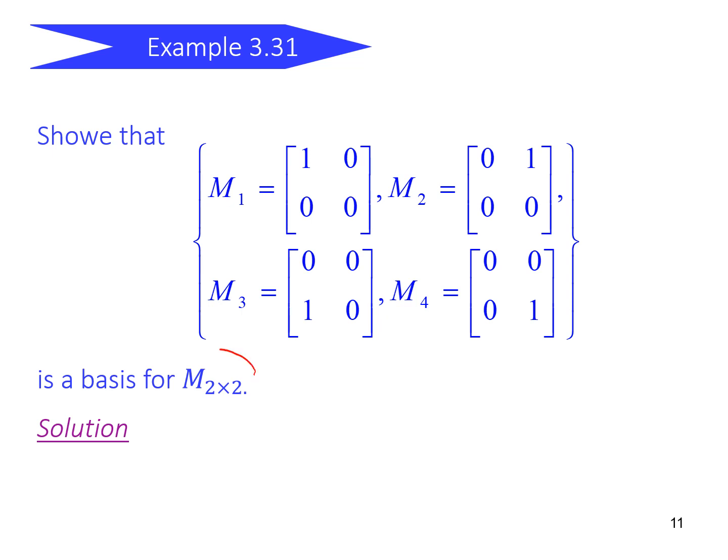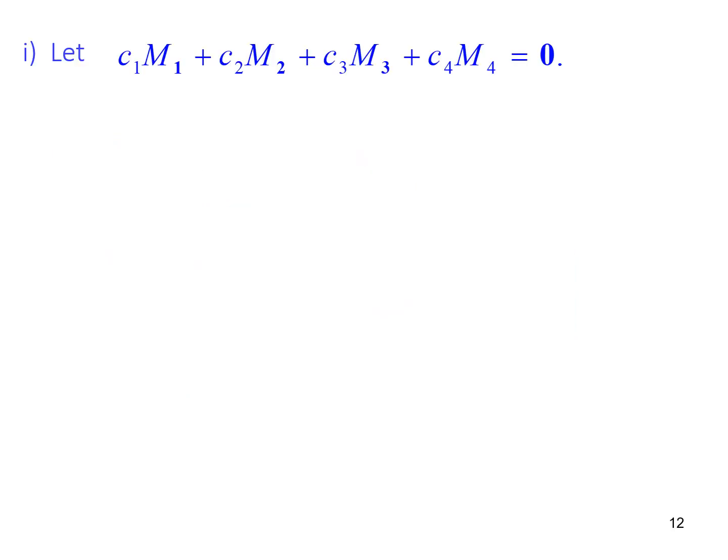In this example, the vector space V is the collection of all 2 times 2 matrices, and the set S is a subset of the vector space which consists of 4 matrices, M1, M2, M3, and M4. We have to show that the set S here is a basis for this vector space. To do that, in the first step, we have to show that the set S with M1, M2, M3, and M4 is a linearly independent set.